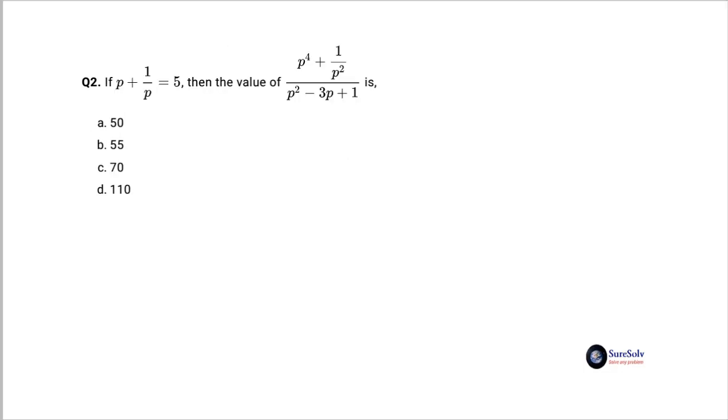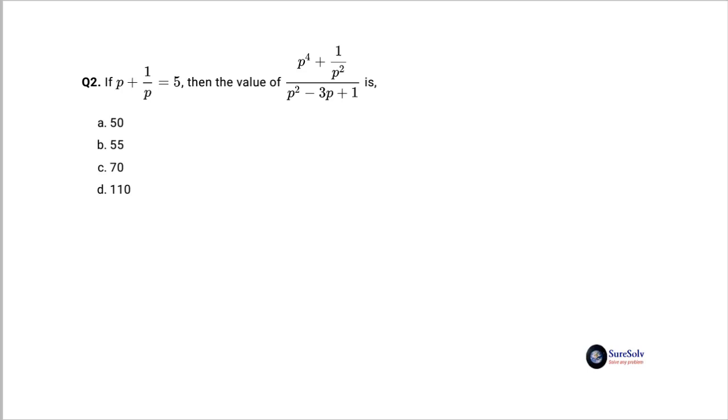Question 2: if p plus 1 by p equal to 5, then the value of p to the power 4 plus 1 by p square divided by p square minus 3p plus 1 is option A 50, option B 55, option C 70, and option D 110.